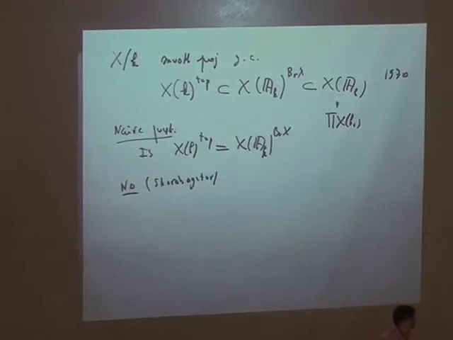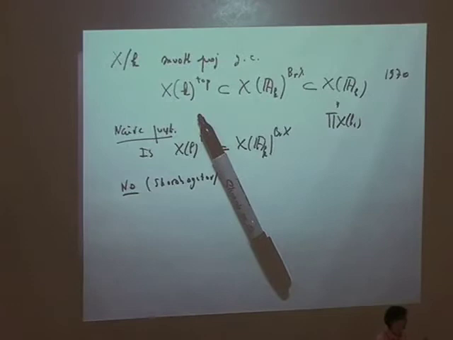What does the top stand for? It means the closure. You look at the rational points sitting in the product of X(K_v), you have the product topology on it, and take the closure. You're interested in families of local points which you can approximate by a rational point. This is the adelic topology. So the answer to this question is no.